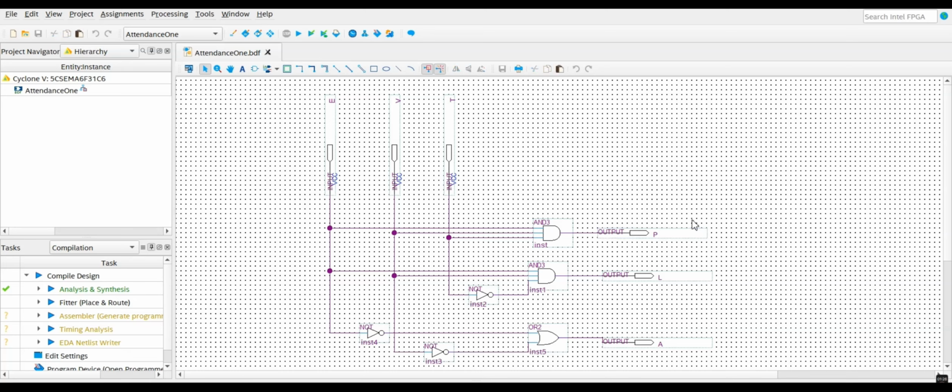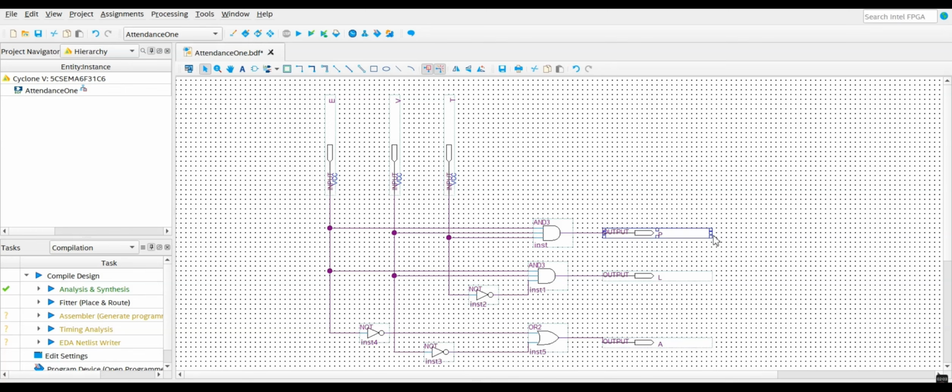First we have P, which stands for present, and it produces a high output only when E, V, and T are all high. L is late, which produces high when E and V are 1, but T is 0, which means the student is not on time. A is absent, which occurs when E or V, either one, is a low output 0, and it does not depend on T, which we can see on the logic circuit.